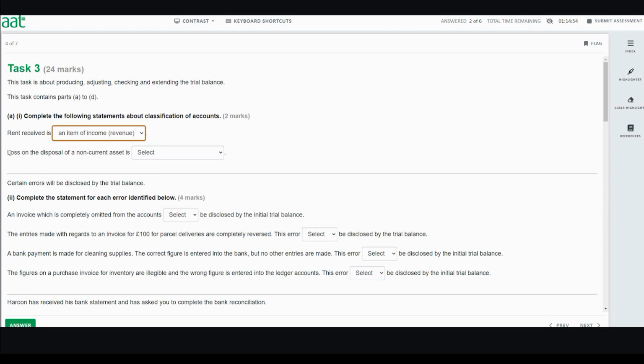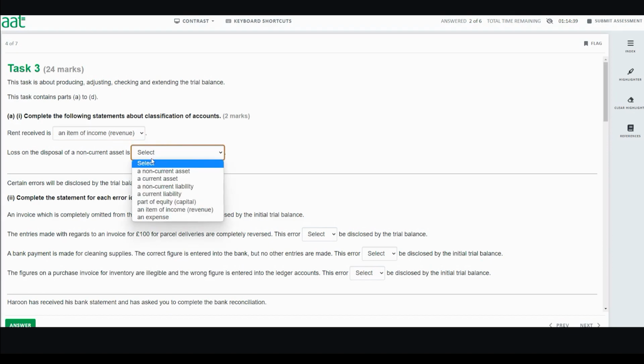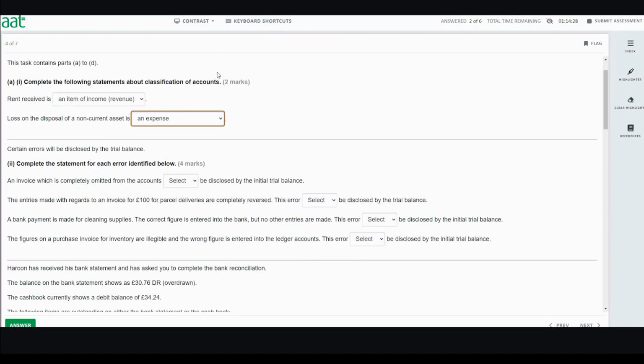Loss on disposal of a non-current asset. As we've just seen in the previous task, if we lose money on an asset, it debits in the statement of P&L. So it actually becomes an expense to the business because we're going to claim it against tax. It reduces the profit for the year. So again, straightforward, 2 marks.